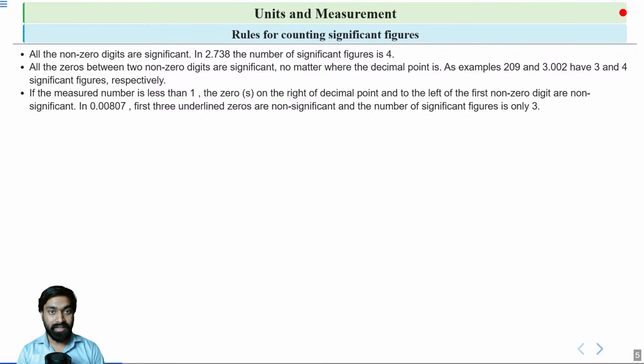If the measured number is less than 1, the zeros to the right of the decimal point and to the left of the first non-zero digit are non-significant. Suppose we have the number 0.00807. The first three zeros, that is 0.00, are non-significant, and the only significant figures are 3.